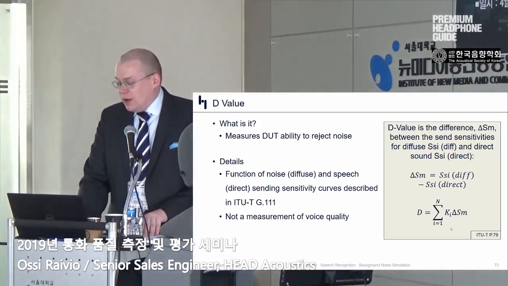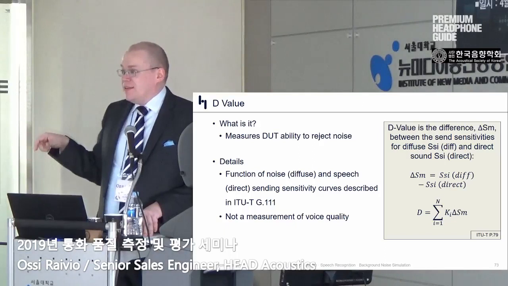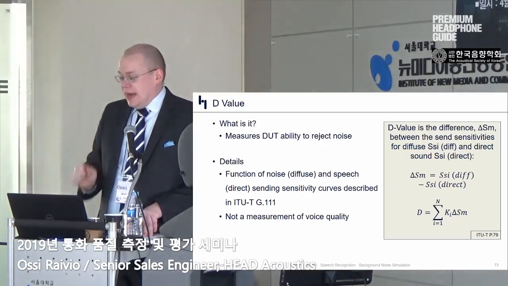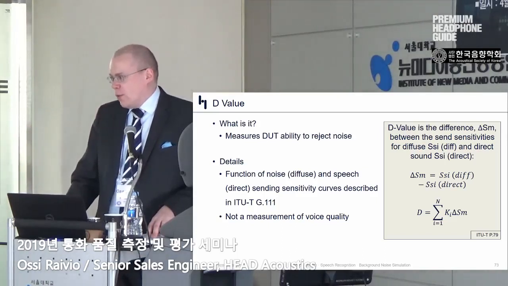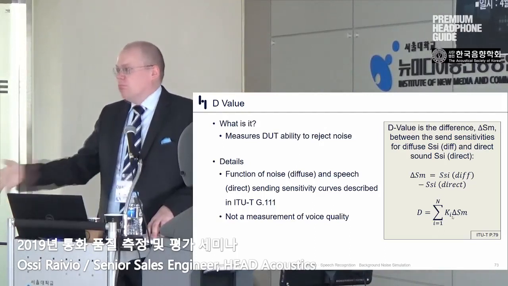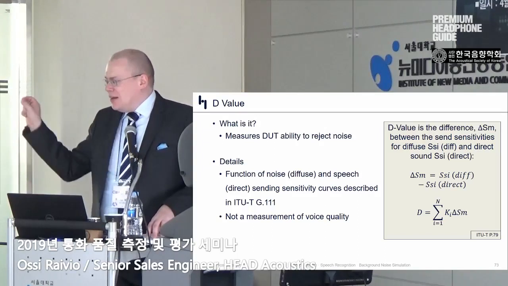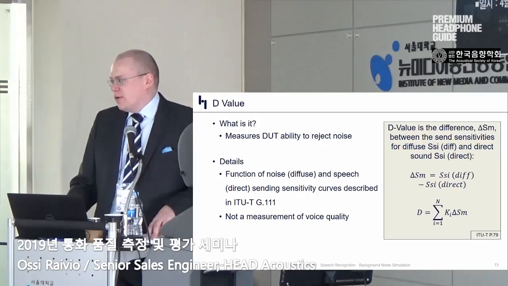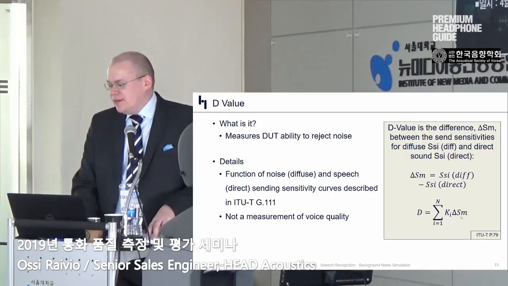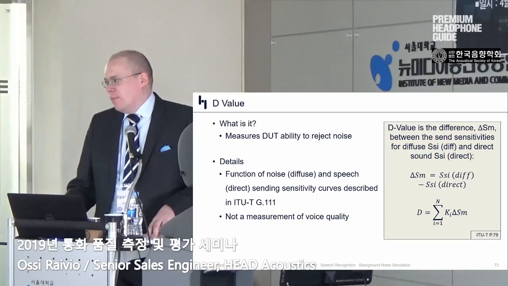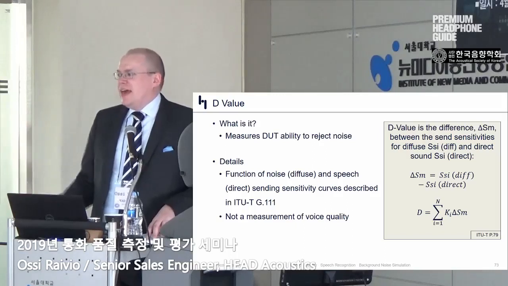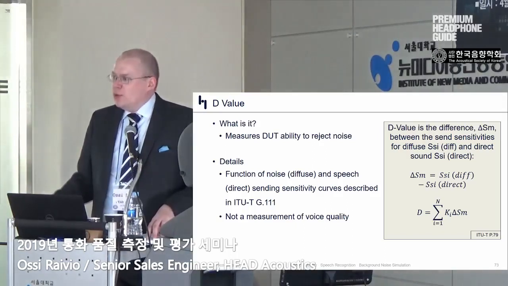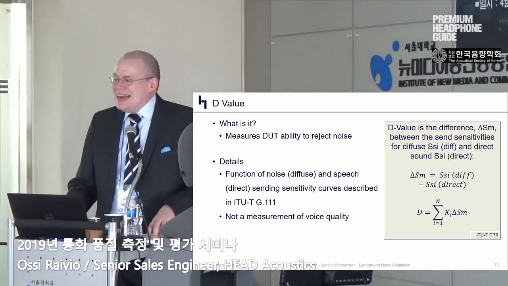But basically how it is calculated is that we calculate these sensitivities, then we divide them into frequency bands, and there's a certain weighting function that we use when we are summing over the frequencies. So the D value is a sum or integral over frequencies, and different frequencies have different weighting factors. That's where you get from the sensitivities down to one single number. And as I said, 0 dB D value means that the sensitivity of speech is the same as sensitivity of background noise. Positive D value, speech is transmitted with higher sensitivity. Negative D value means that background noise is transmitted with a higher sensitivity.